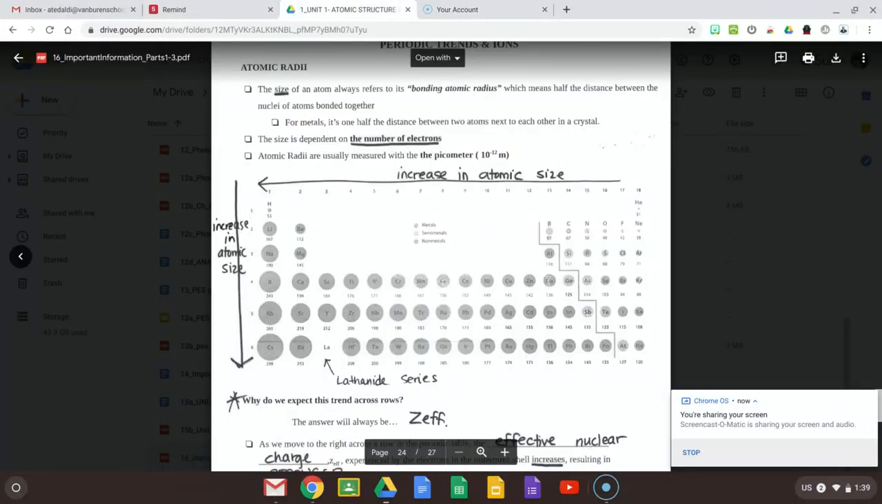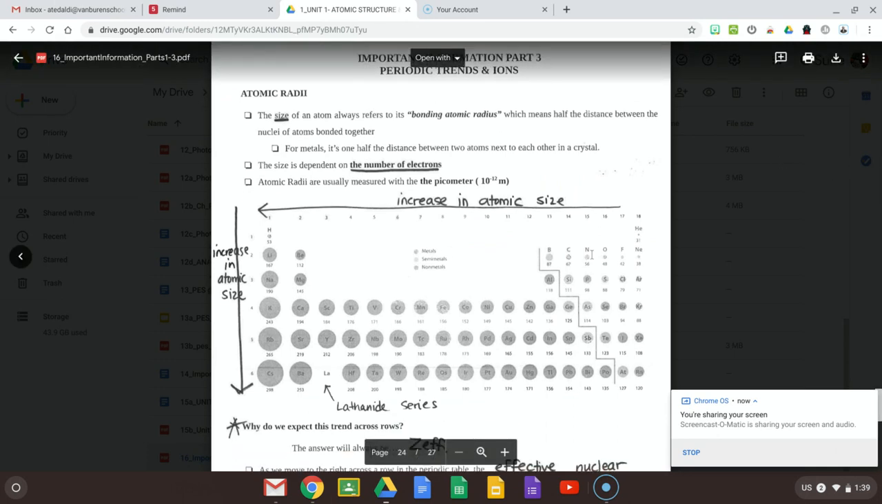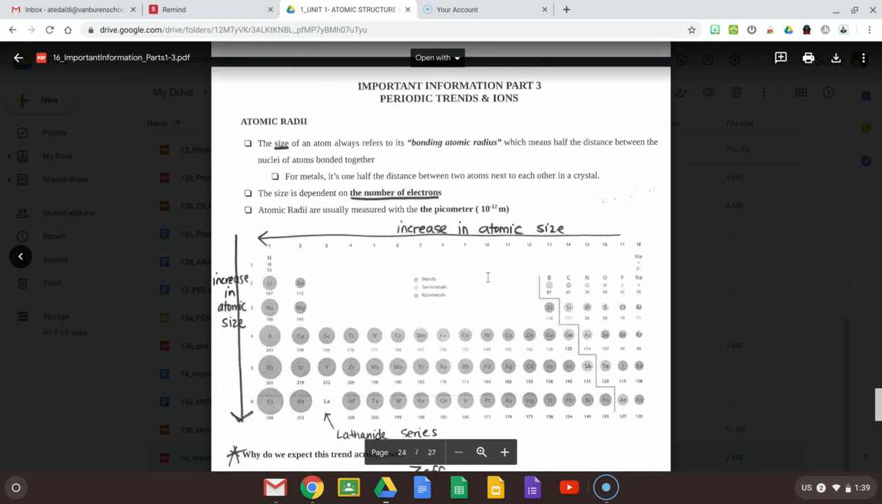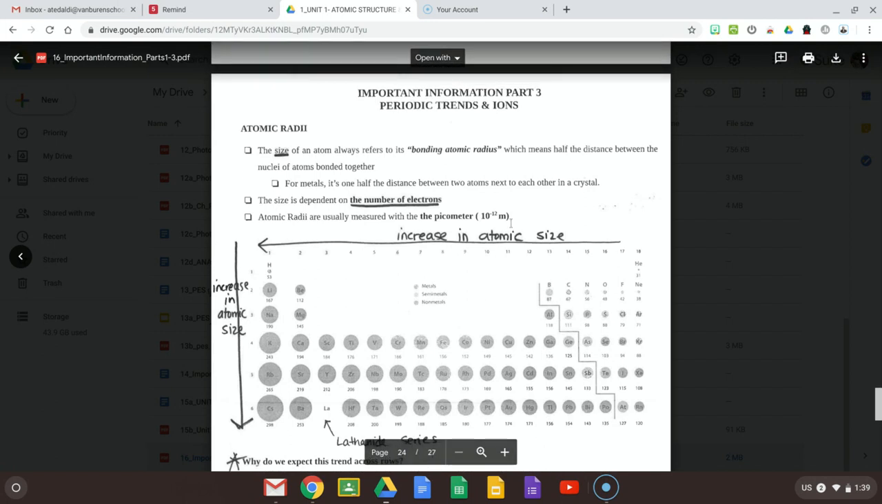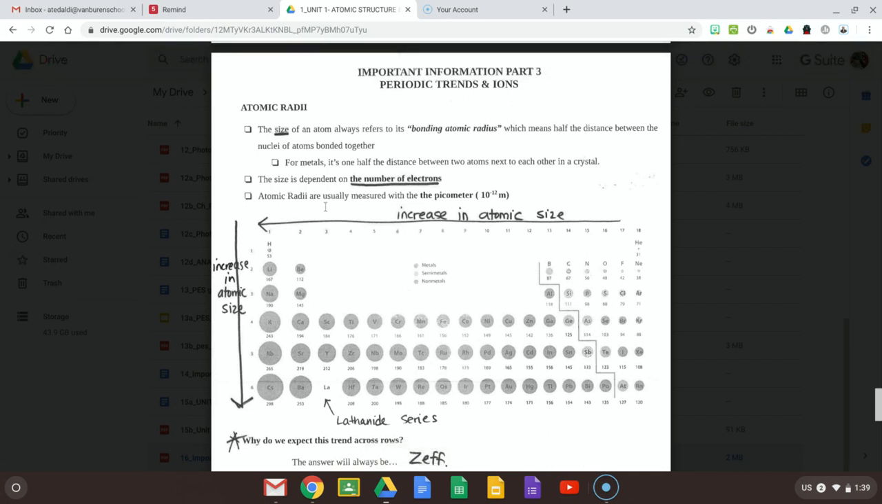So I got some requests to talk through our Unit 1, Part 3 notes on the different trends. This is going to be very important for the AP exam, so make sure you understand or can get through this. One of the first things we talked about was atomic radii. If you're pretty good at memorizing, I would remember the trend.